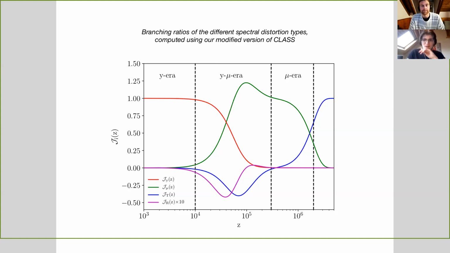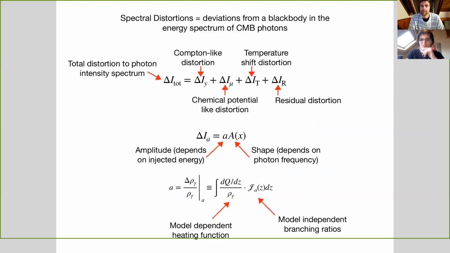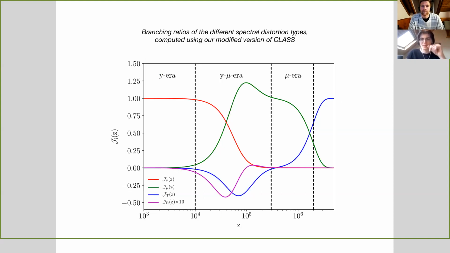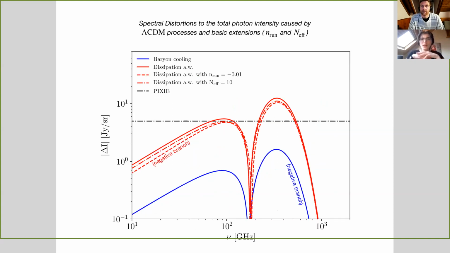Okay, so then we can look at the different types of signal that we get. Just flashing the previous slide, what I was showing before was the branching ratios. But now instead I'm going to focus on the total distortion to the photon intensity spectrum, the thing that we would actually measure within the CMB distortions. I can show here for several different models what this would look like. We are showing the absolute value of this intensity spectrum, which is why you have a negative branch and a positive branch. I've mentioned here which is the negative branch and which is the positive branch of each model.